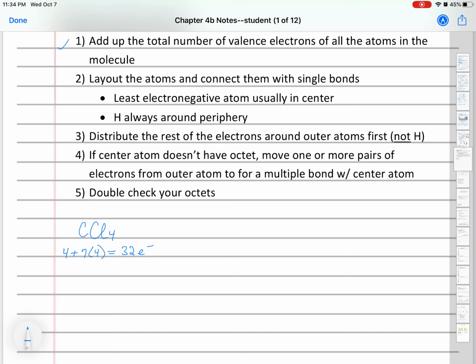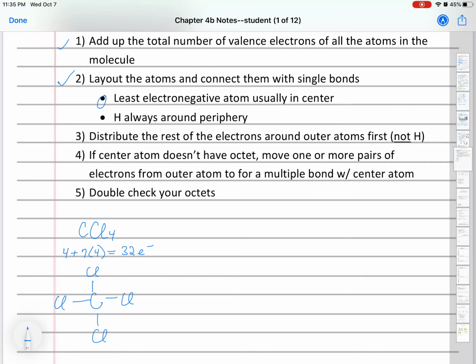Next, we're going to lay out the atoms and connect them with single bonds. We have carbon and 4 chlorines. We want to have the least electronegative atom in the center. Chlorine is one of the 4 hogs. If we look at that electronegativity table, we find that carbon has a lower electronegativity. So we'll put carbon in the center, and we'll put those 4 chlorines around it like so. If we had any hydrogens, hydrogens always go around the periphery. They can never go in the center because they can only have 1 bond. We laid those out.